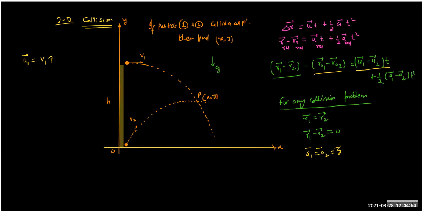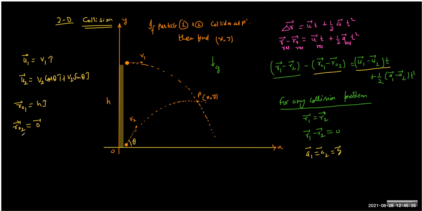So I can see u1 is v1. What is u2? V2 cos theta. Yeah, you need to assume some theta, then show. So v2 cos theta i cap plus v2 sin theta j cap. You just write like this. And what is the initial position of the first particle? H j cap. What is the initial position of the second particle? Zero, because it's at the origin.